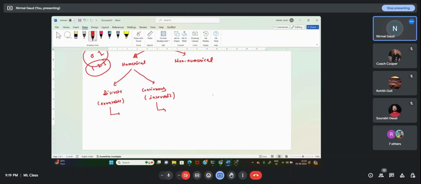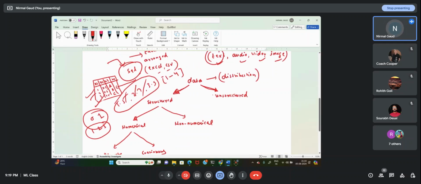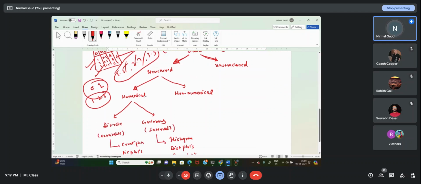For example, if I talk about the discrete, if you want to do the analysis of such kind of data, we make count plots and pie plots for them. In order to analyze continuous, because they are present in intervals, we make histograms, distribution plots, and box plots. All these things I will let you know ahead. I am just introducing these terms. The main focus is how to understand the distribution of the data, so we have to use that kind of plots.